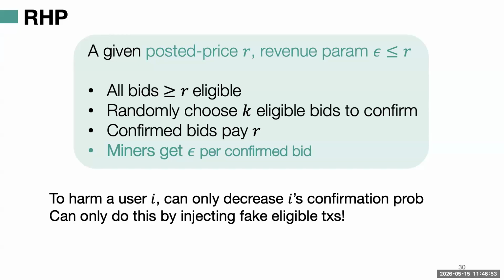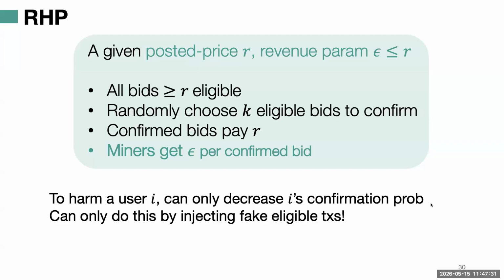But if I'm bidding my true value, which may be greater than this value, then there's no incentive for me to bid that true value, right? Even if I bid my true value, my expected payment across these two rounds is still R plus 0.5. The probability of getting confirmed only depends on the number of eligible transactions. It does not depend on my own bid. I'm happy to explain this bit more later, because it's probably easier if we write it down.